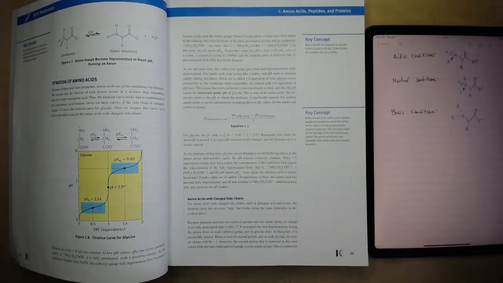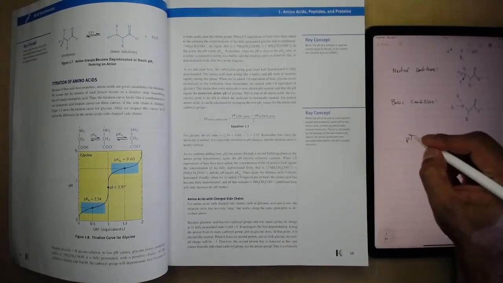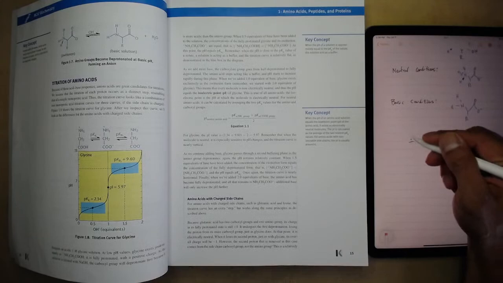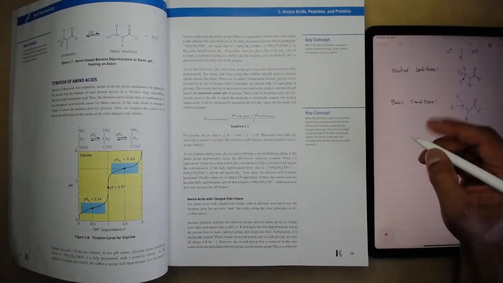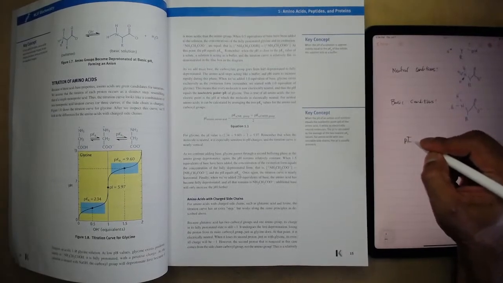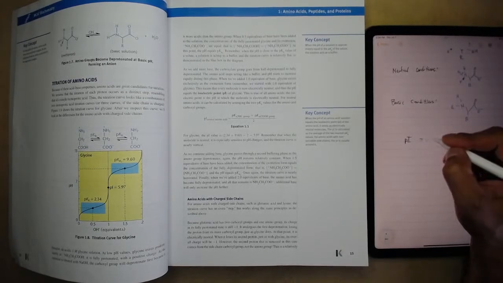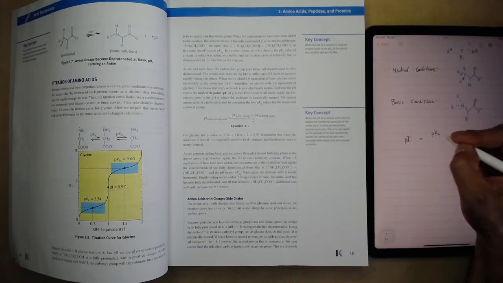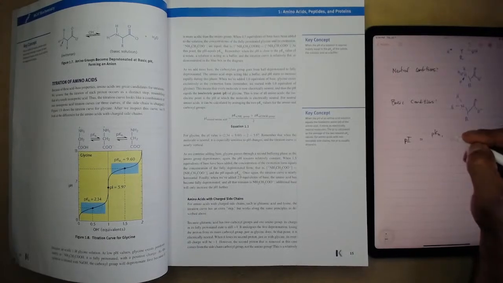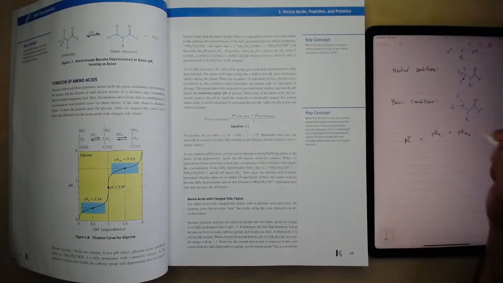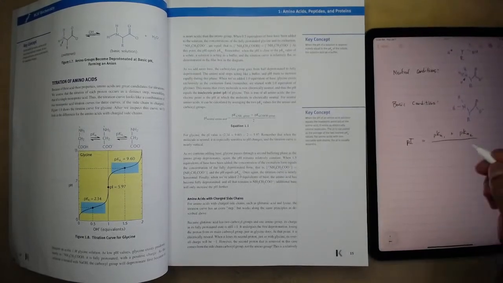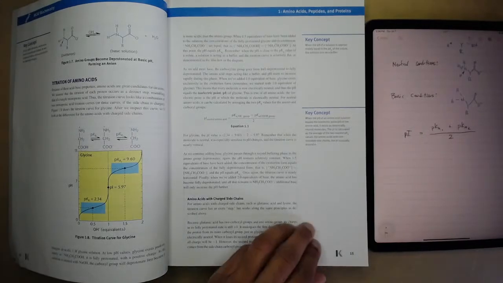Should we write down an equation for the isoelectric point? We could do that. It's pretty simple, but it might help to have it written down or look at it visually. pI of a neutral amino acid equals pKa1 plus pKa2, all over 2. It's an average.